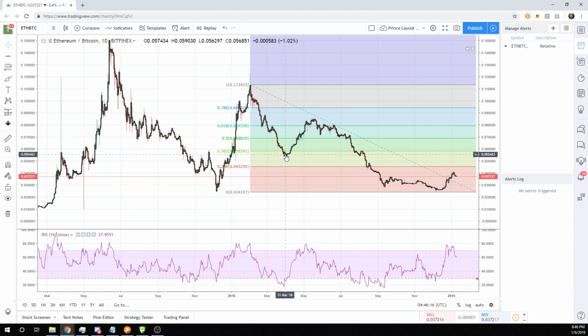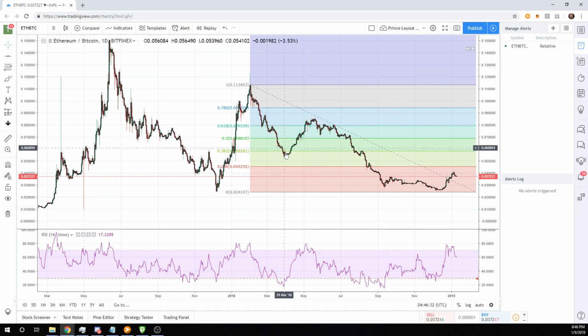Why? Because we're below the 38.2. Why put your sell orders in? Because we're above the 61.8. Why? Because the RSI is here. Can we build a mathematical formula out of this? How about a scoring system?